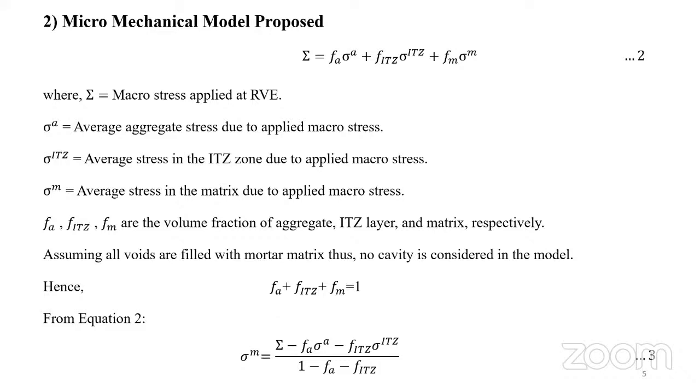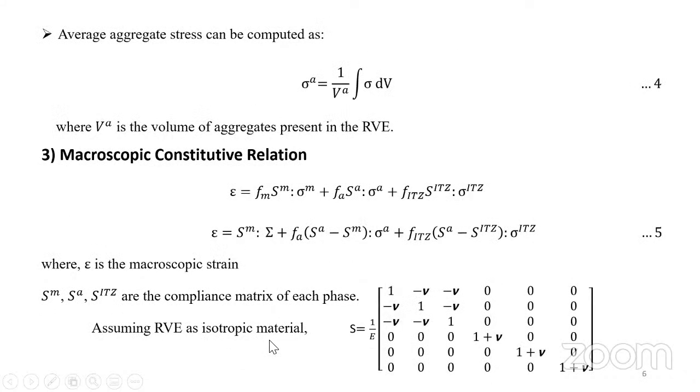And from equation 2, the average stress in the mortar can be computed as shown in equation number 3. The average stresses in other phases can be computed by averaging the integration over the volume of that phase, like this. But in our model, the equations discussed in the previous sections will be utilized to compute the stresses. Next, these stresses are upscaled, and the macroscopic constitutive relation is presented in equation 5. As the RVE is assumed to be isotropic, the complex matrix is presented here. For each phase, elastic modulus and Poisson's ratio are changed accordingly.